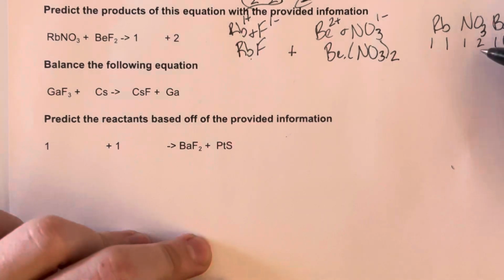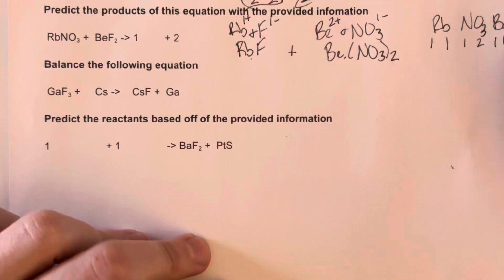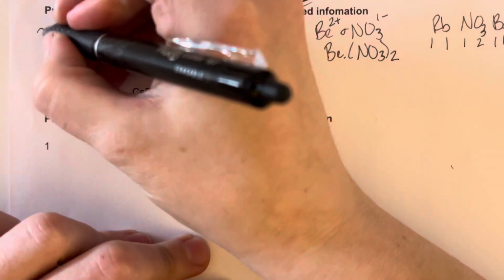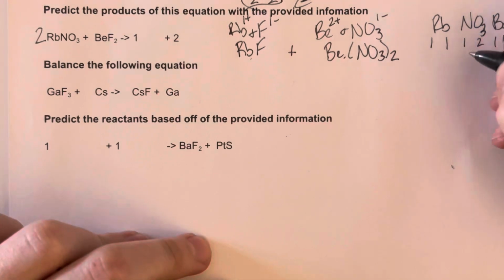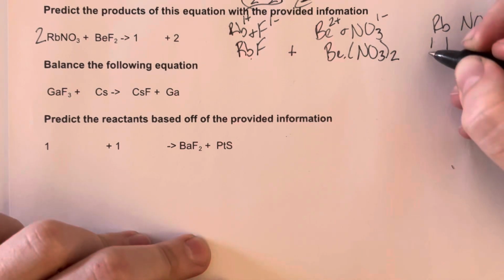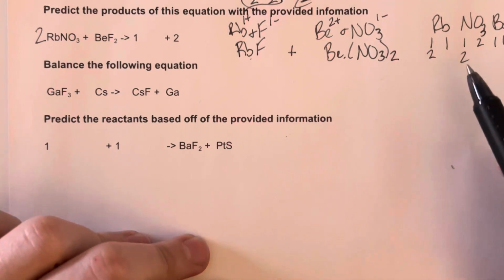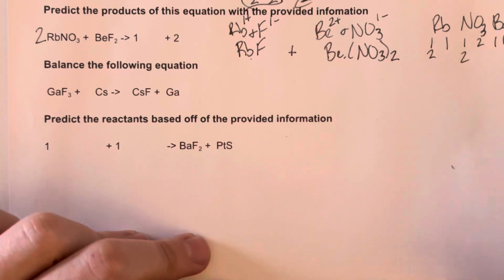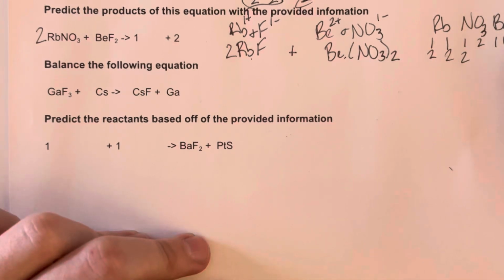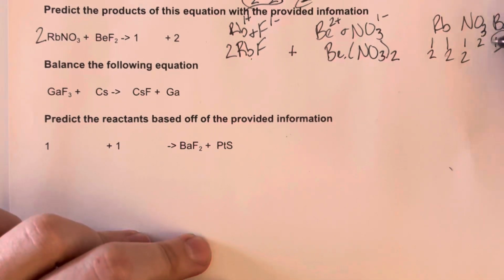Polyatomic ions would come before nonmetals, so I'm going to go ahead and fix this nitrate here and multiply that by 2. That would get me to 2 nitrates on the left-hand side, but also 2 rubidiums. Now, metals before nonmetals, so I have 1, I want 2, so I'm going to put a 2 coefficient for the rubidium fluoride. That would fix my rubidium and my fluorine, so now I can go ahead and do my little victory laps.